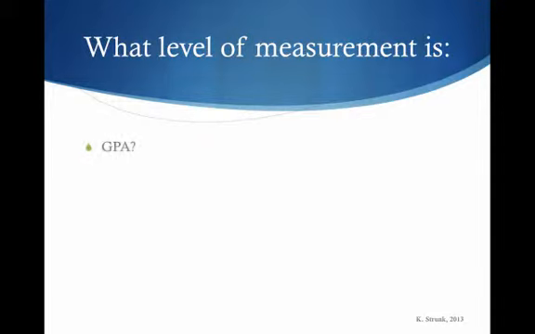Let's talk about some examples. Like a GPA, right? GPA is on this 0 to 4 scale. What kind of level of measurement do you think a GPA is on? Well, it could be ratio. Ratio. So why would you say ratio?